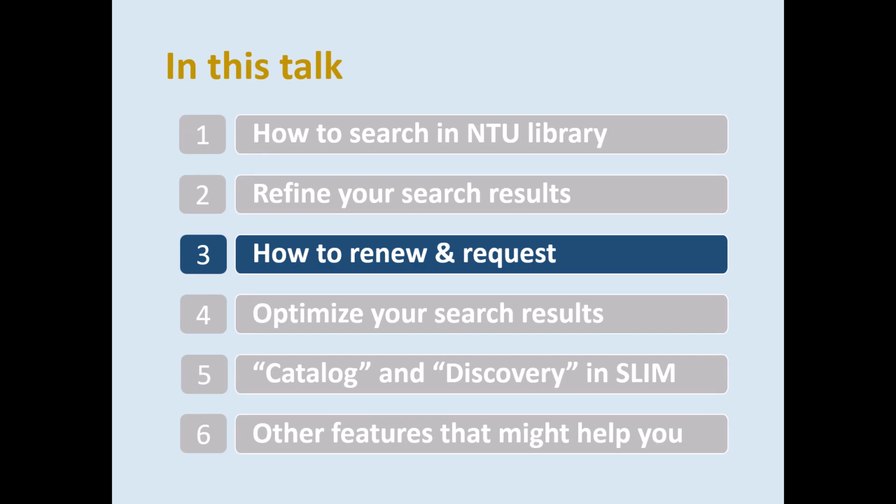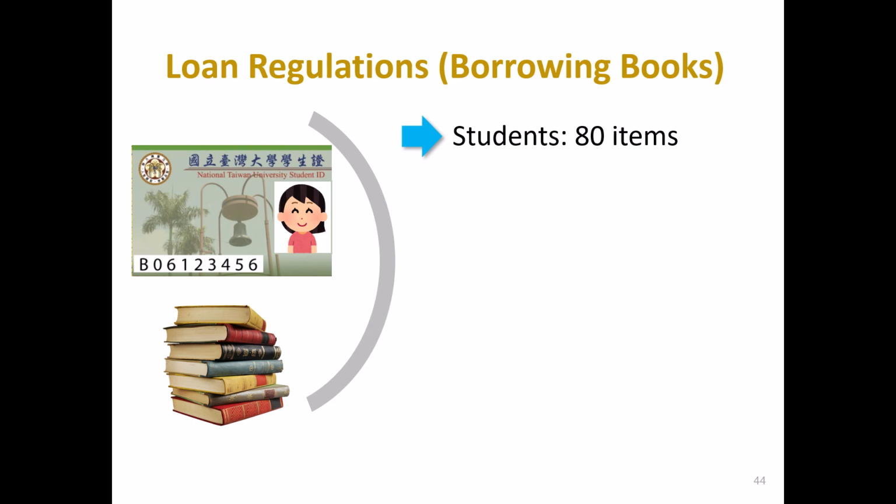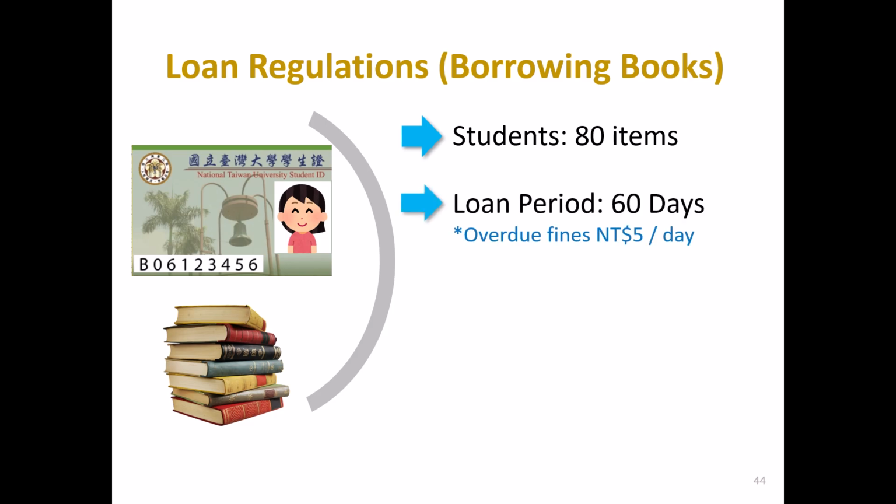In this part, I will introduce how to renew the books which you have borrowed. Also, I will introduce how to request a book which is checked out by someone. Let's begin with the loan regulations. For students, you are allowed to borrow 80 items at the same time. The loan period is 60 days.